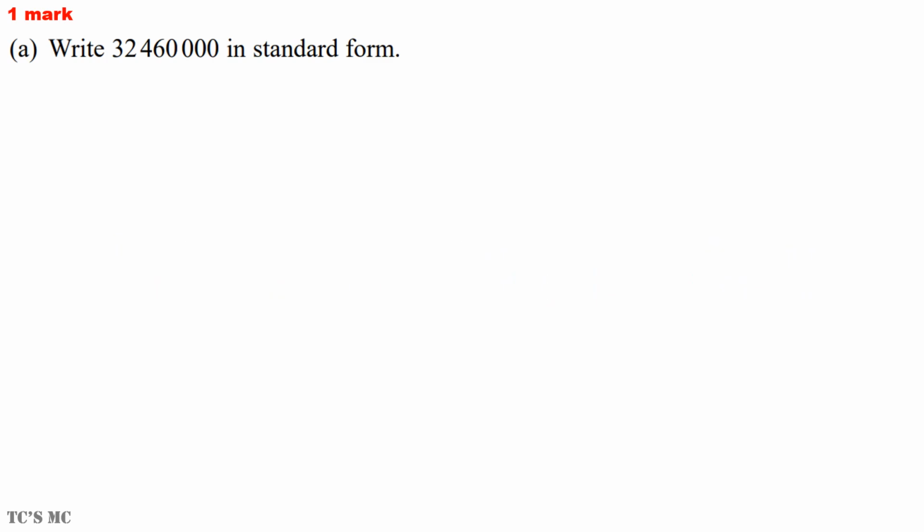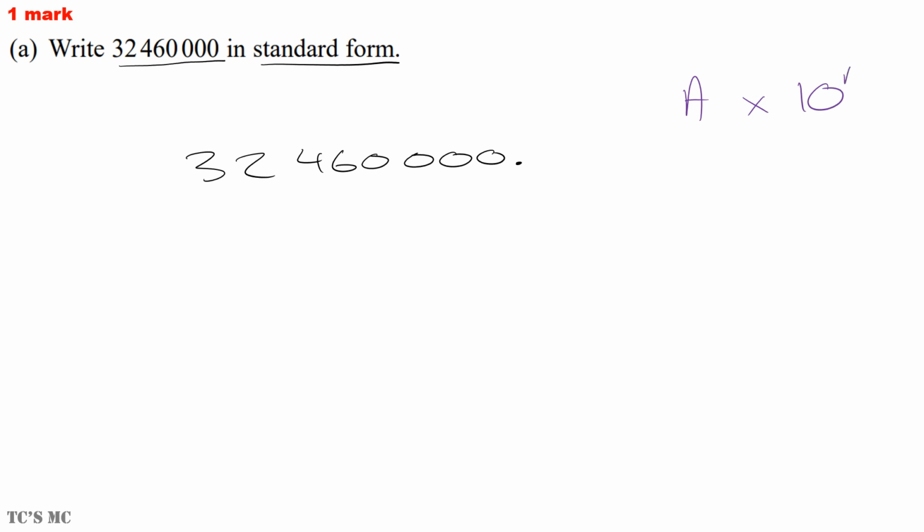Write 32,460,000 in standard form. If I write out the number but include a decimal point, that will make it slightly easier for me. So I'm going to put the decimal point at the end. Remember, standard form is always a multiplied by 10 to the power of n, where a is between 1 and 10. So we need to move the decimal point backwards 1, 2, 3, 4, 5, 6, 7 places.